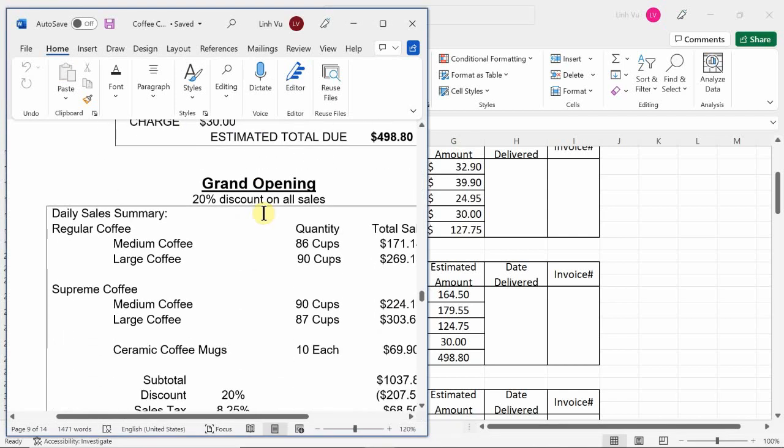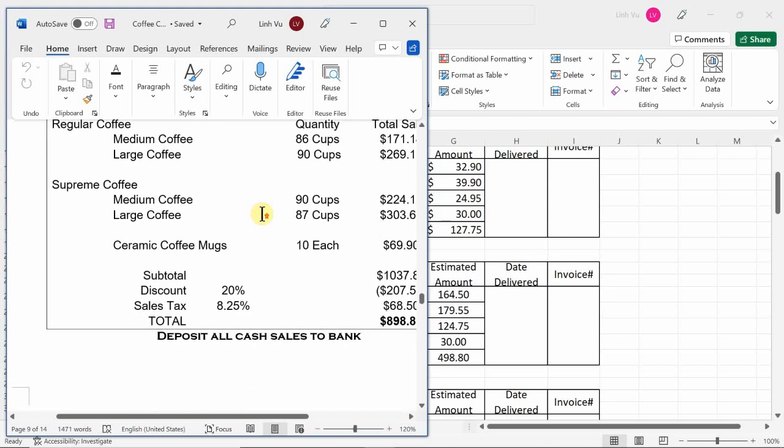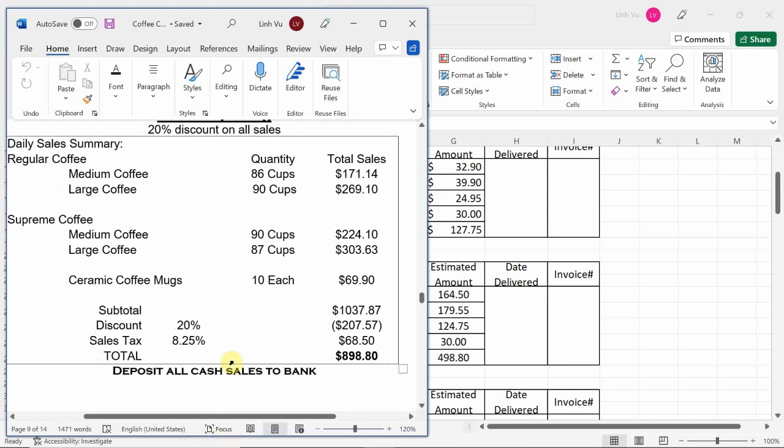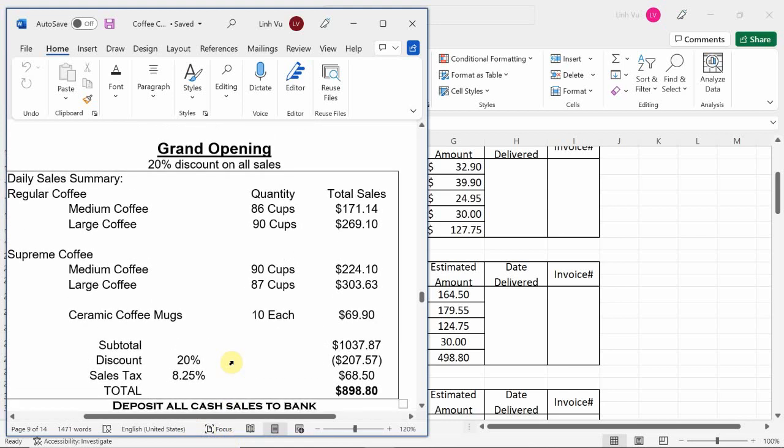Now I have my grand opening sales. Okay? This is what happens today on June 19. This is what I sold. I sold 86 medium regular cups. I sold 90 large regular coffee. I sold 90 medium supreme coffees and 87 large supreme coffees, and I sold 10 coffee mugs. Here's my tax. I also had a sales discount.